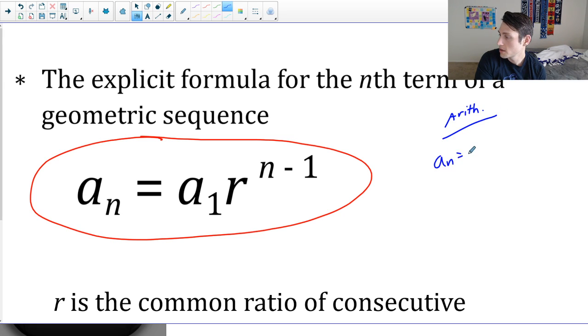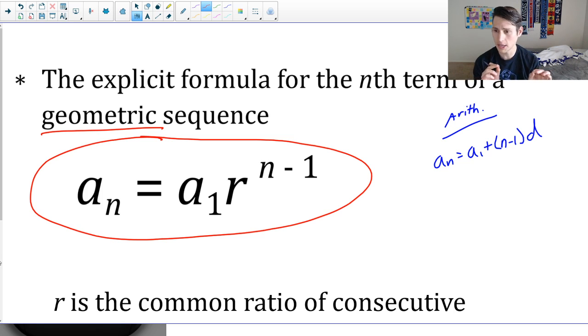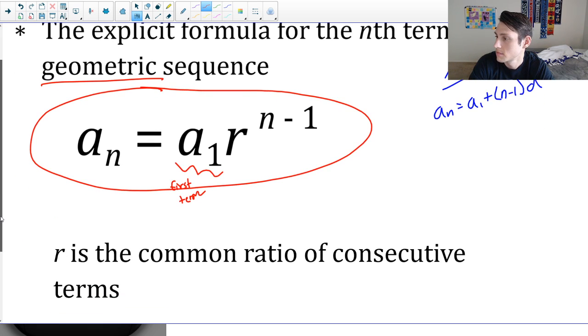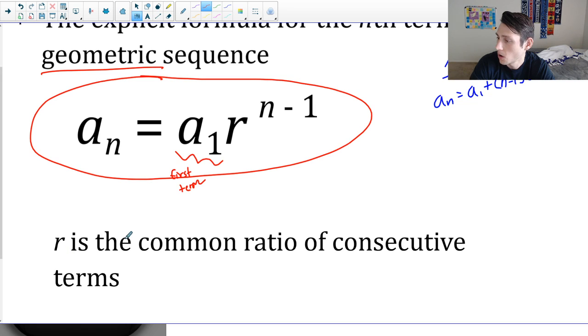And for arithmetic, we know it's this thing. So this is the one. Now for geometric, we have 2 separate ones. So it's hard, so we just got to make sure we're keeping track of which one is which. All right, A1 still represents the first term, and R is the common ratio of the consecutive terms, so what's being multiplied each time.